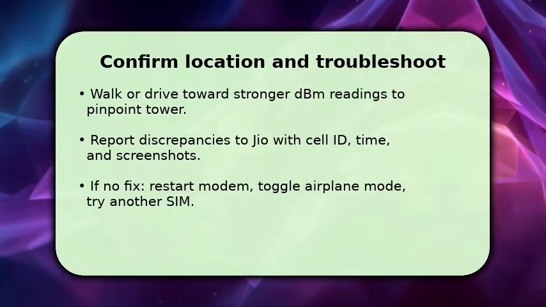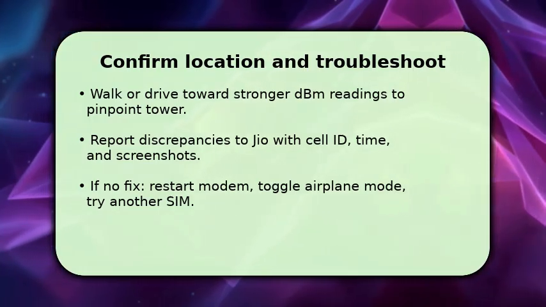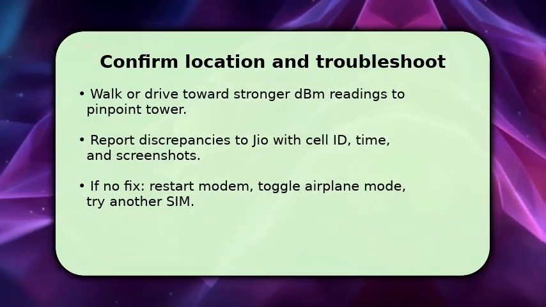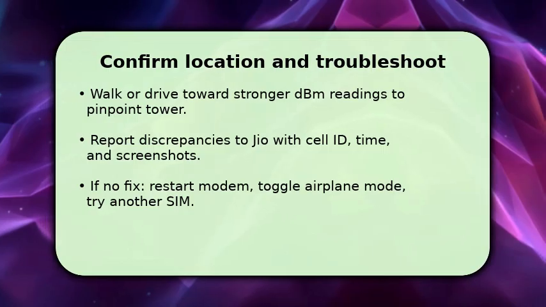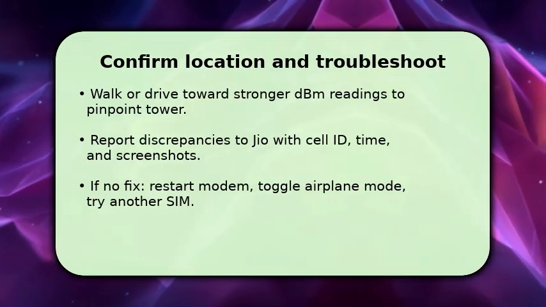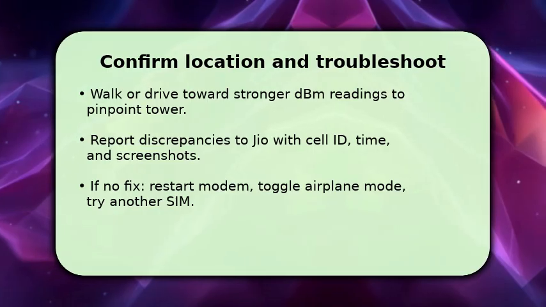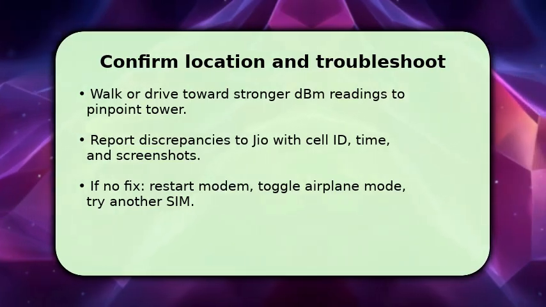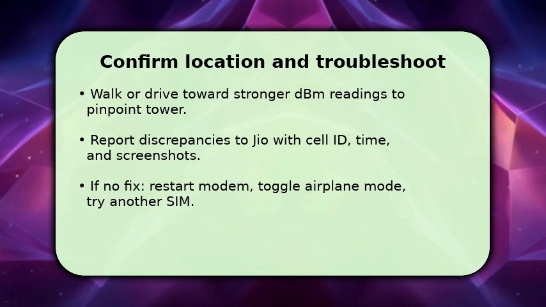for confirmation or maintenance. If things go wrong, first restart the device, toggle airplane mode, and reinsert the SIM. If that fails, test another phone to rule out handset issues. This final verification closes the loop and solves most problems.